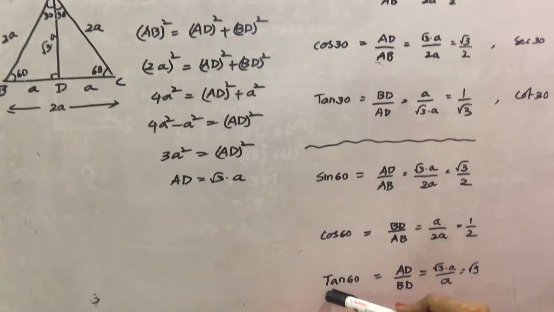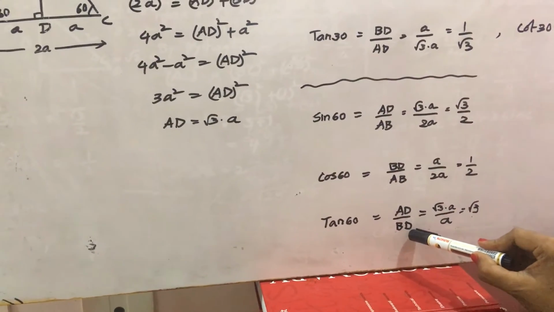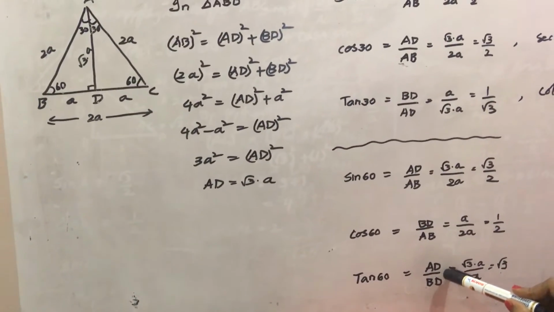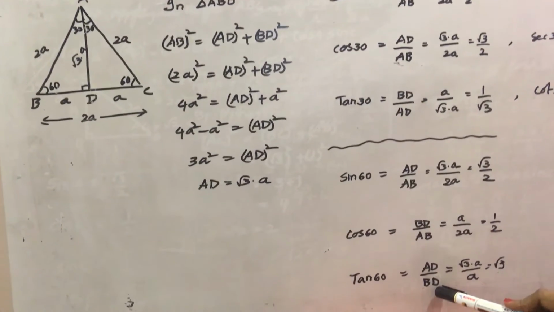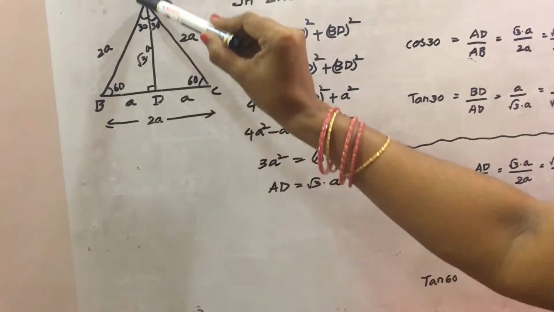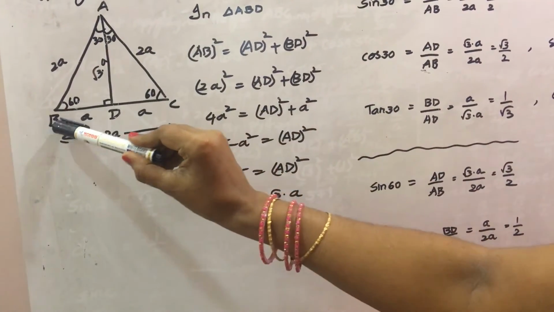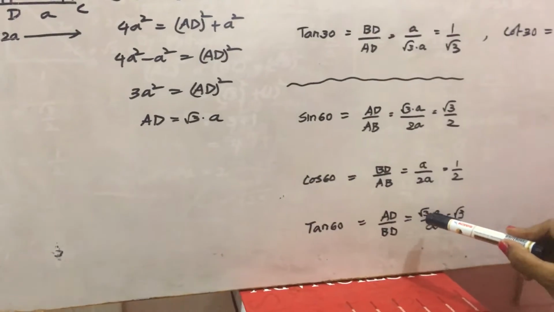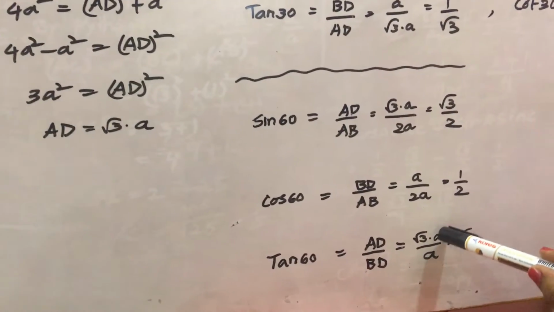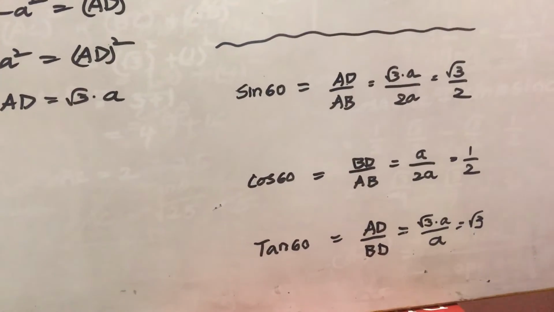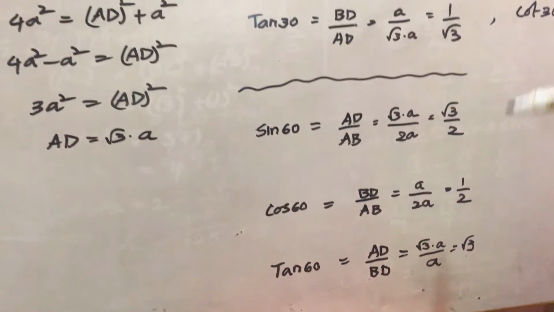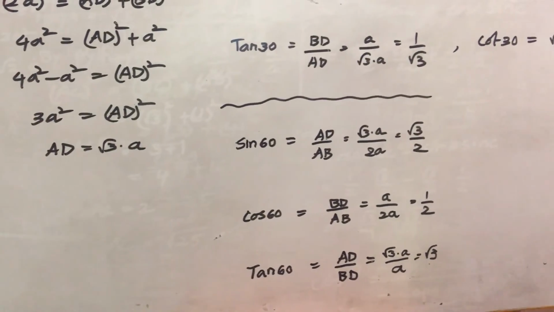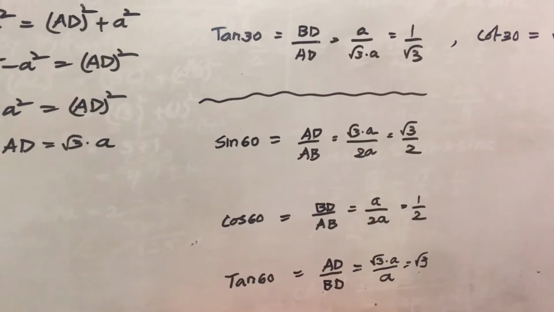Next, if we take tan 60, by the definition we can write opposite side to 60 degrees by adjacent side to 60 degrees. What is the opposite side to 60 degrees? AD. The adjacent side to 60 degrees is BD. If we substitute these values, root 3 into A by A, A and A get cancelled, which is equal to root 3. These are the primary functions of trigonometry at an angle of 60 degrees.